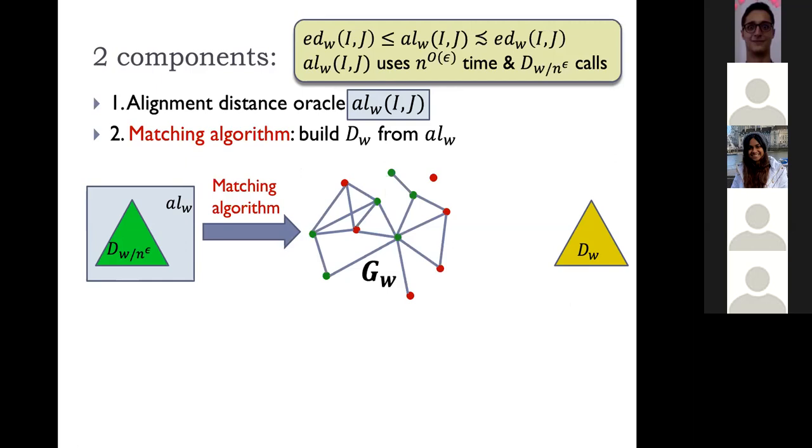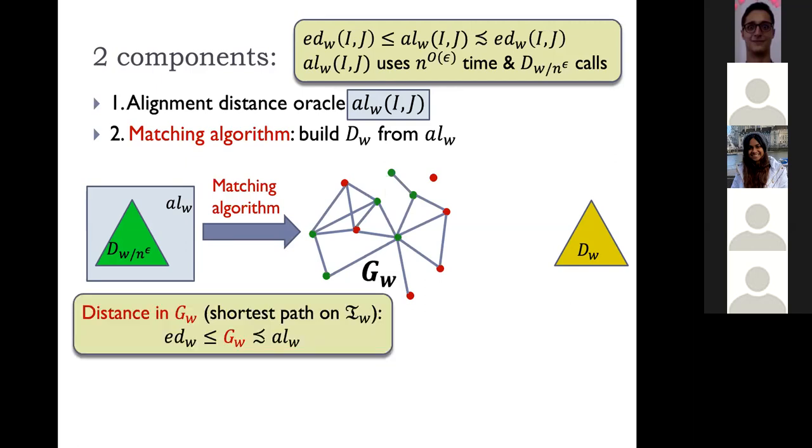This will be where the main action happens. This is the actual matching algorithm. We'll build a graph whose shortest path distance will correspond to this alignment distance ALW. Formally, this graph GW has two end nodes corresponding to all the substrings of X and Y. If you take the shortest path in this graph, then a similar kind of approximation guarantee holds: it's lower bounded by the distance, and upper bounded on average, for the right alignment, by the alignment distance.